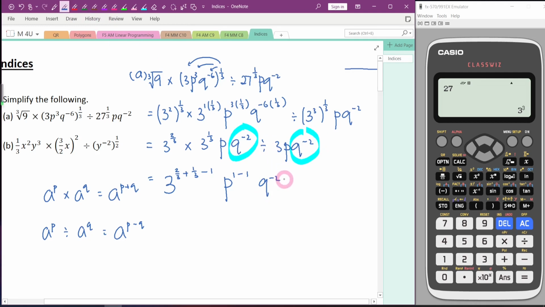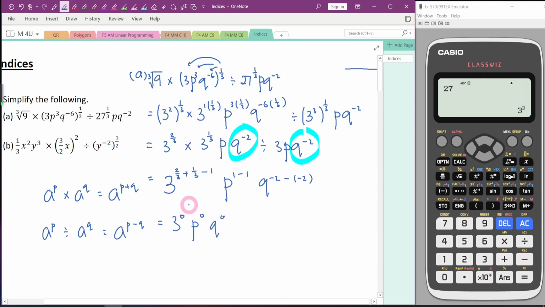Minus, divide, right? Minus negative 2. Now, what happened here? Just press your calculator, 2 over 3 plus 1 over 3 minus 1. This is actually equal to 0. This will give you 0 as well. Here, we also get 0.